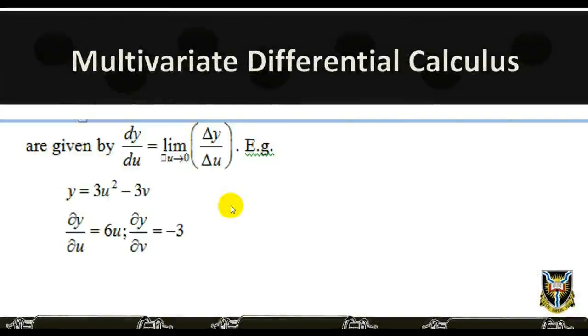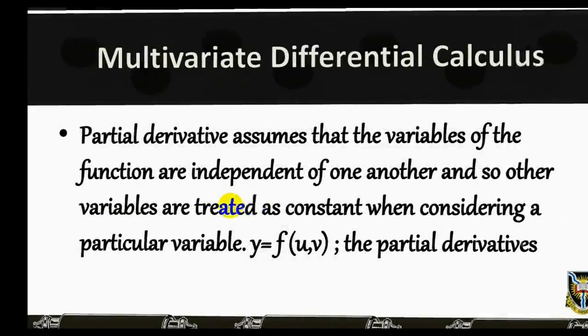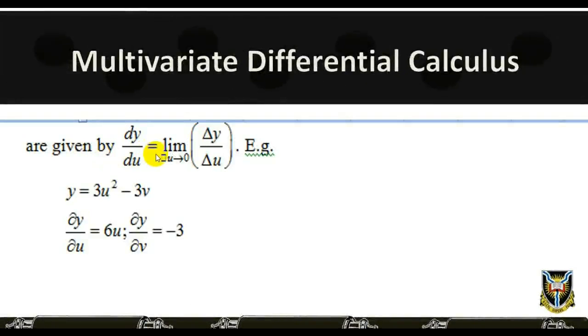Y equals f of u, v. The partial derivatives are given by dy by du. E.g., y equals 3u squared minus 3v. dy by du equals 6u. dy by dv equals minus 3.